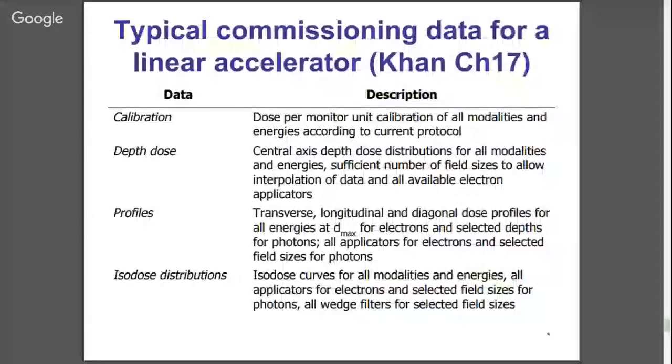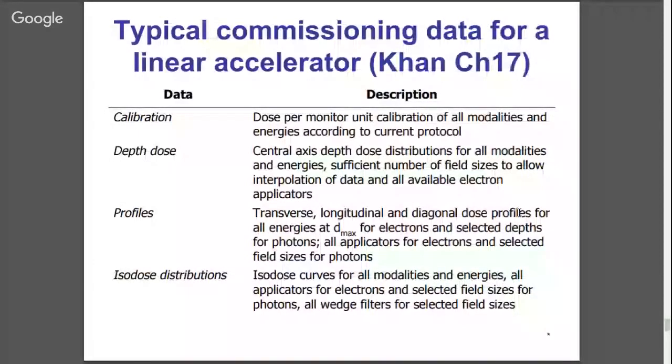So we need to do absolute dose calibrations, measure depth dose curves for all the different modalities. So this means for an energy, so X-rays and electrons at different field sizes, and also in the case of electrons with the different applicators. Okay. We need to measure transverse, longitudinal, and diagonal dose profiles for all the different energies at Dmax. That's the depth of dose maximum for electrons and for photons, and also for different applicators for electrons and selected field size for photons, and then isodose curves as well.